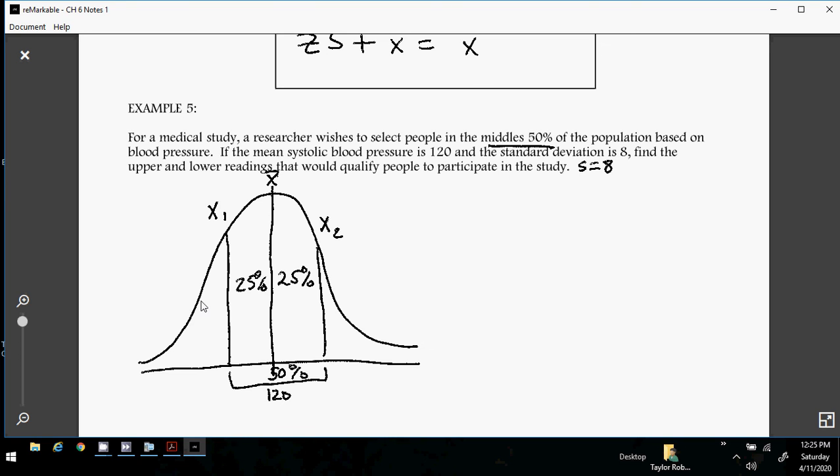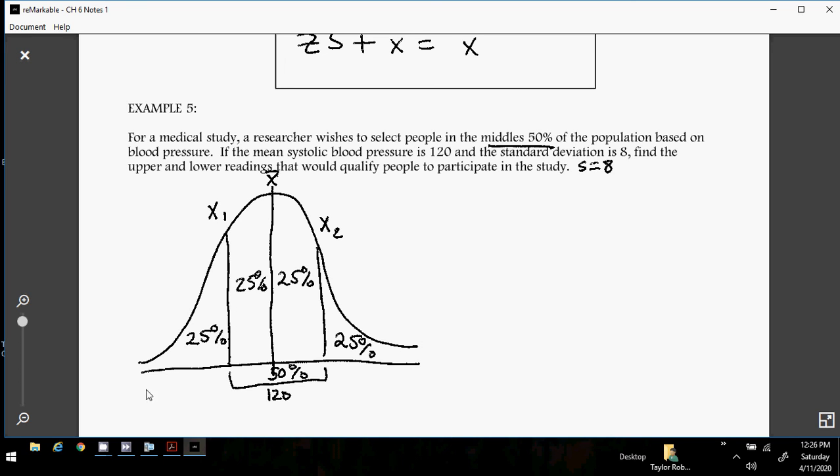So we need this decimal. Well, if this is 25% and this is 25%, and X bar splits it in half, that means that half of the data is on the left and half of the data is on the right, which means this should, to the left of it, be 50%. So that would make this bottom piece here 25%, which would also make this top piece here 25%.